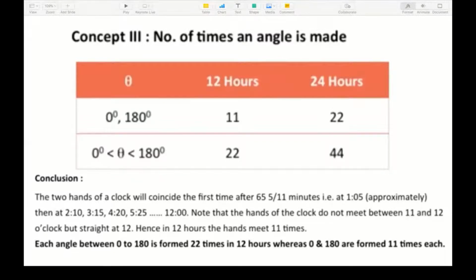This is very important, it comes in the test, and it is very easy to remember. Simply remember it this way: 0 degree or 180 degree, 11 times in 12 hours; any other angle, 22 times in 12 hours, exactly double. The last line of the PPT is also saying the same thing. Each angle between 0 and 180 is formed 22 times in 12 hours, whereas 0 and 180 degrees are formed 11 times each. This is the only information you need to remember from this concept.